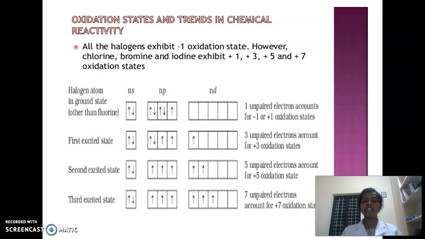Look at the oxidation state and trend in chemical properties. All the halogens exhibit the -1 oxidation state. However, chlorine, bromine and iodine also exhibit the oxidation states of +1, +3, +5 and +7. It is because of the oxidation that happens there.